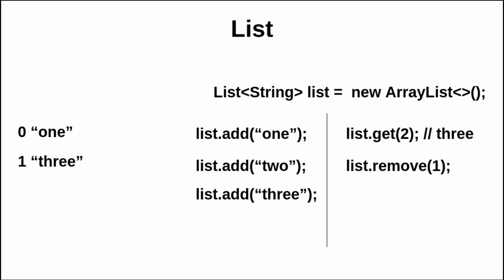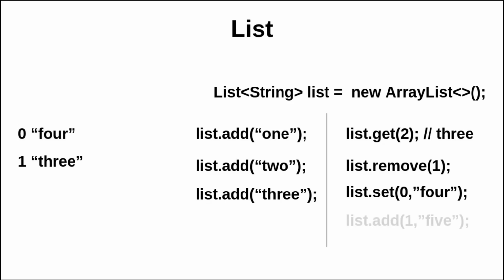I can also set the index 0 with the string 4. That means that at the index 0, I will remove the 1 and replace it by 4. And also I have an insertion method. For example, add at the index 1 the string 5. That means that at index 1 we have 5, and that will shift the rest of the collection.